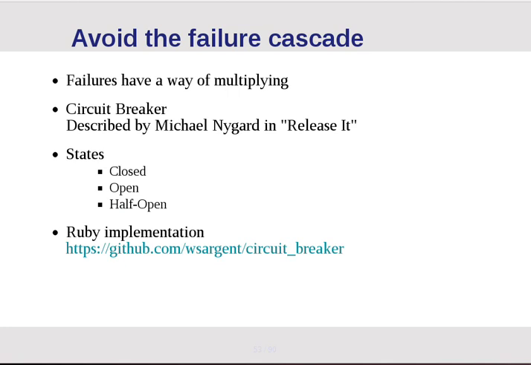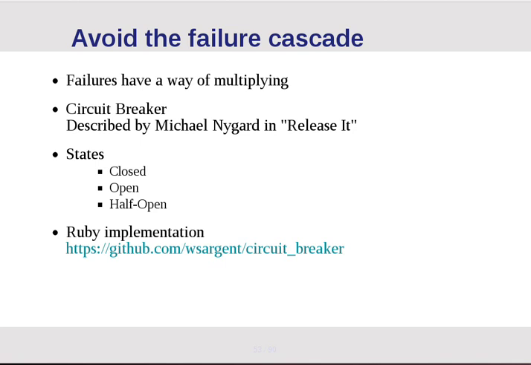Failures are like rabbits. They have a habit of multiplying. If you have a few, suddenly you have quite a few more if you're not careful. One pattern that has been evolved to mitigate this circumstance is the circuit breaker pattern, which is described by Michael Nygard in his book Release It, which I highly recommend. Circuit breaker is a mechanism in your code that has three states. It has the closed state, the open state, and the half-open state.